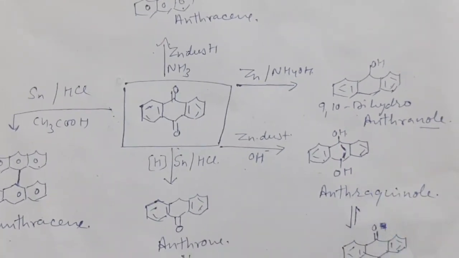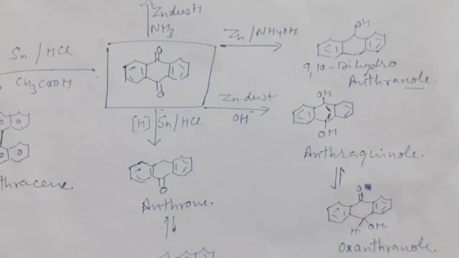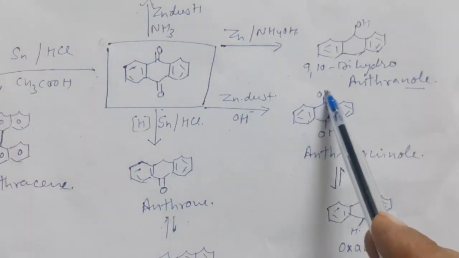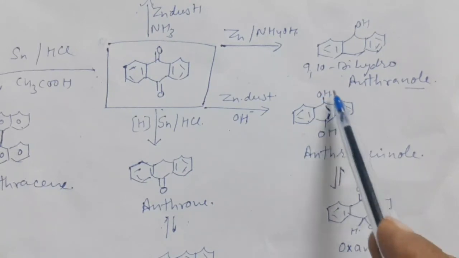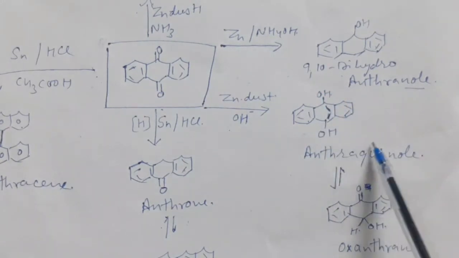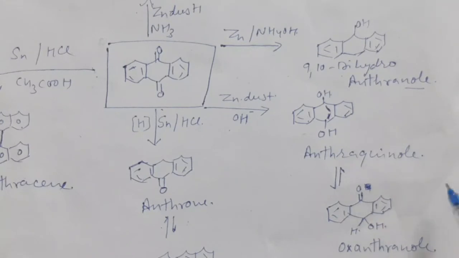This on isomerization also gives oxanthranol. One hydrogen shifts from this group to this carbon, it converts into the CO group, the double bond shifts, it converts into the CO group, and the keto-enol isomerization takes place.